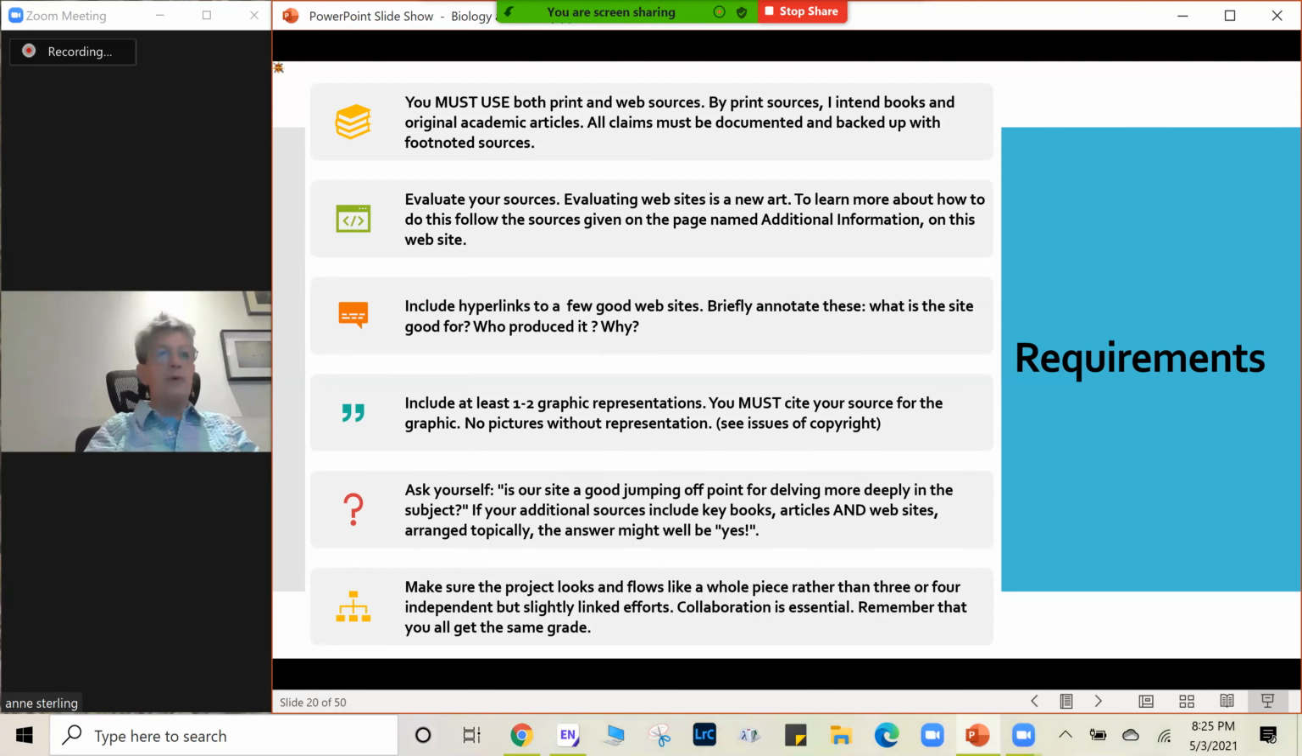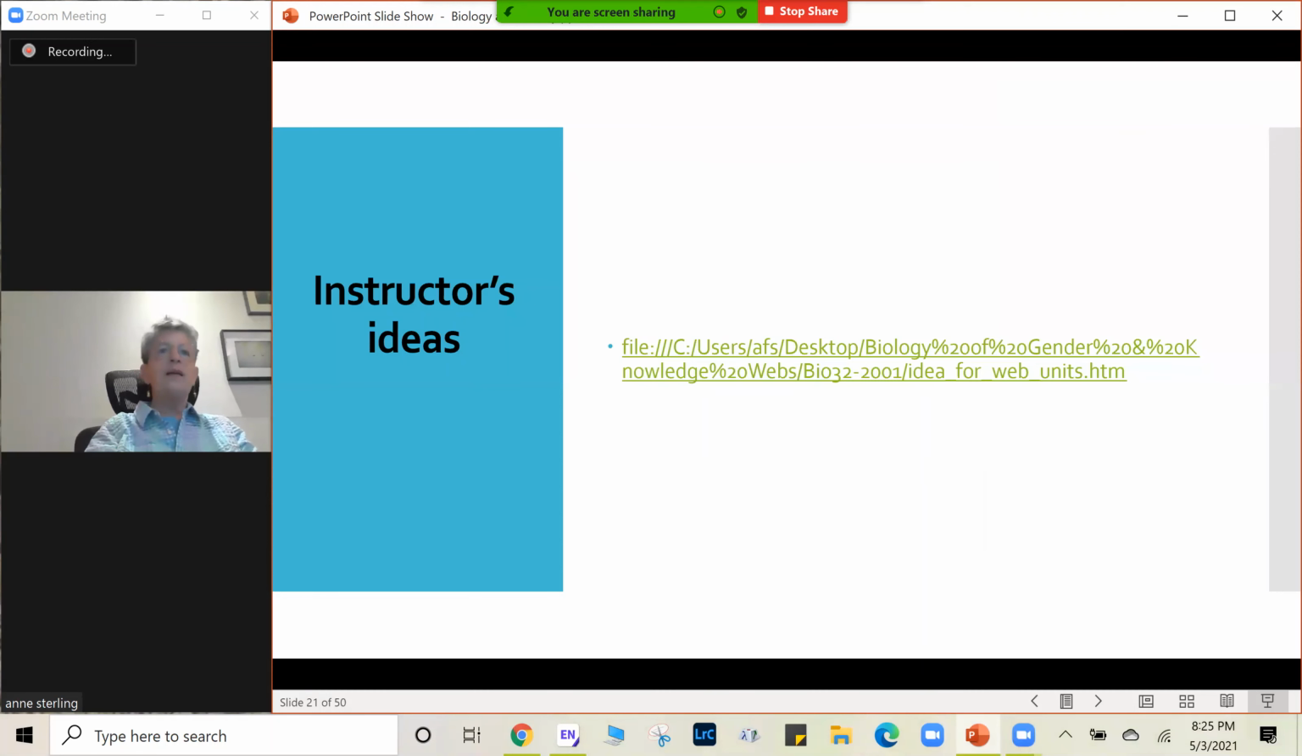Collaboration, I noted, is essential, and I did remind them that they all get the same grade. So they all floated together or sunk together. And mostly, I have to say, they floated. They did beautiful jobs. Here are some ideas that I put out as I was trying to help them think about it early in the semester.